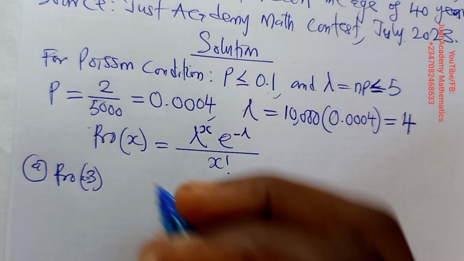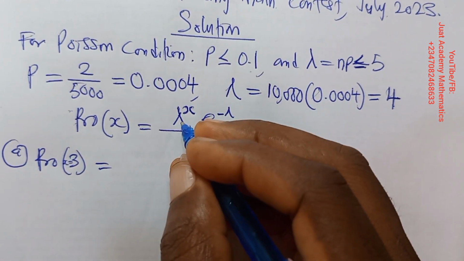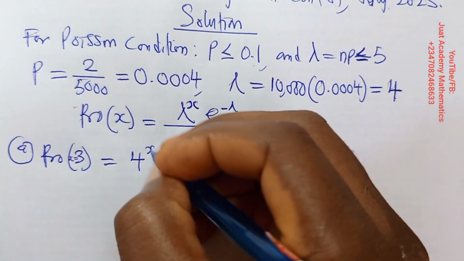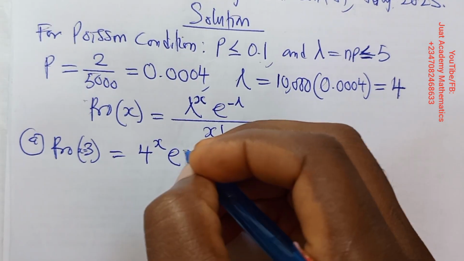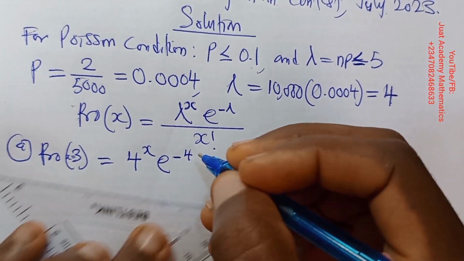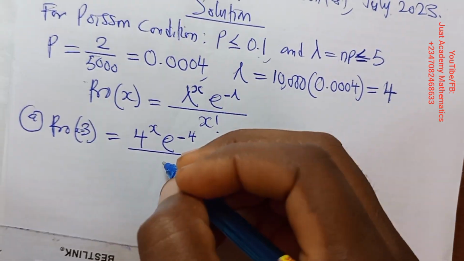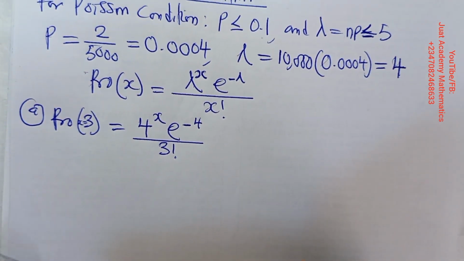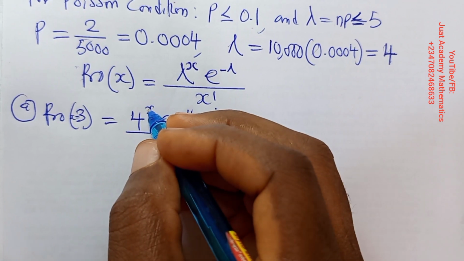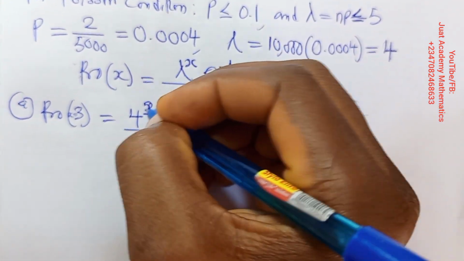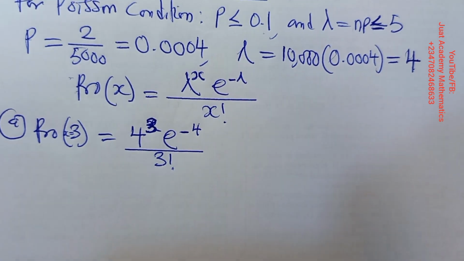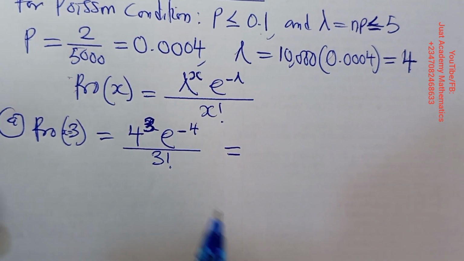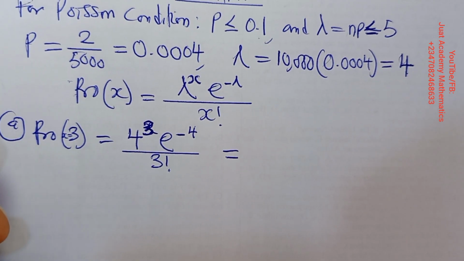That is exactly 3. The expected value here is 4 raised to the power of x, which is 3, times e raised to the power of minus 4, over x, which is 3 factorial. I'm still using x here; here should be 3 now. X is 3. So that is all. You can just put the answer straight, or you can operate it separately to avoid confusion.